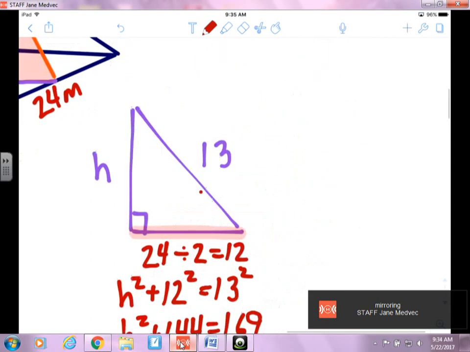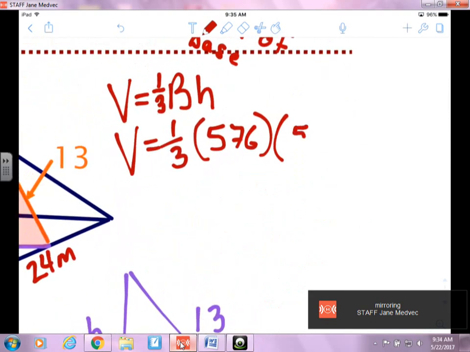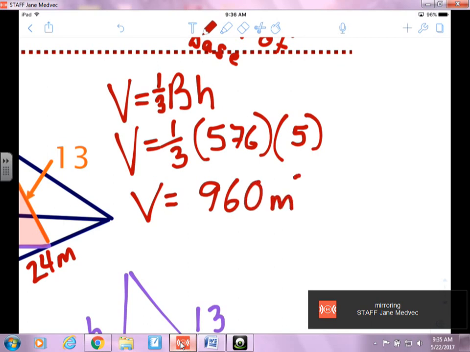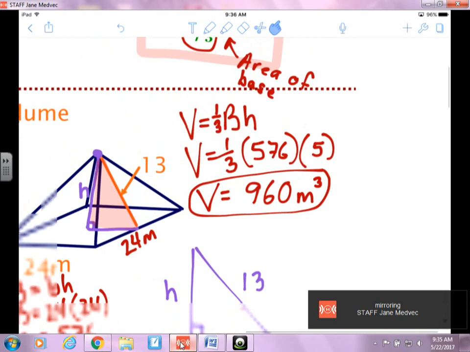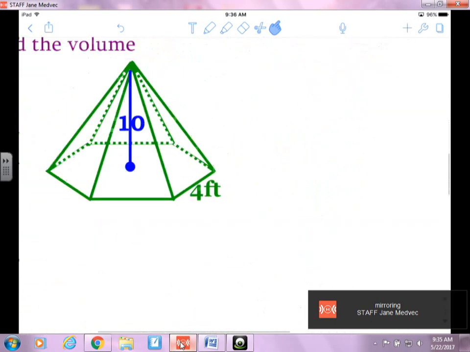So now that I have my height, I can come back into my formula and I can put my 5 here. And I'm going to take my calculator, 1/3 times 576 times 5, and that gives me 960 meters cubed. So you'll notice a lot of the things that we learned for surface area we're using again when we're looking at volume. Okay, now let's go ahead and move down to the next figure.